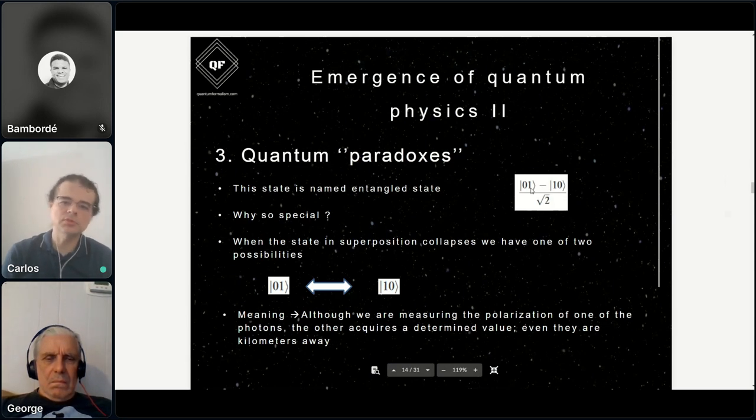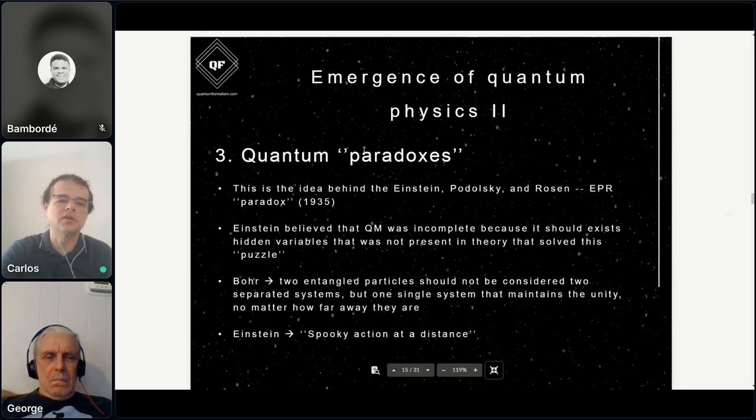I know when I measure here, in Brazil, the first photon, let's say that is in zero or in vertical position, the polarization is vertical. I know that the photon in the UK, where Bamboday is, will be in the horizontal position. Both photons were in superposition state, but now if I measure one here, I know the state in the other place of the Earth. Doesn't matter how long, how distant it is. So it seems in this case that we can have instantaneous communication, right? And this is what is called the idea behind the Einstein-Podolsky-Rosen paradox.